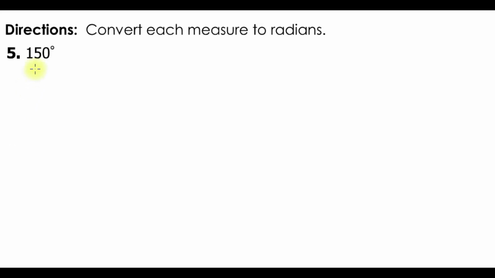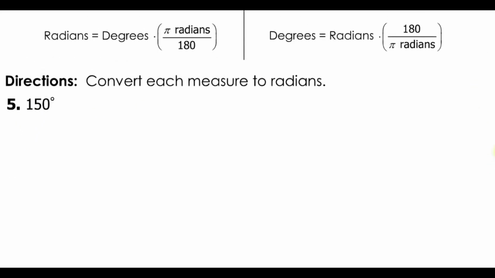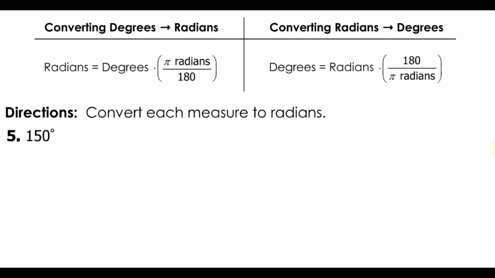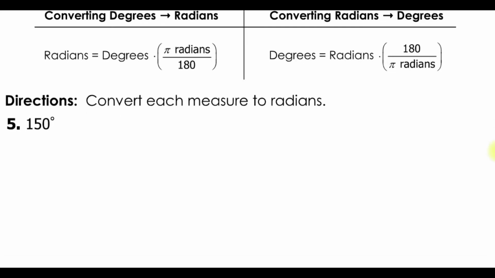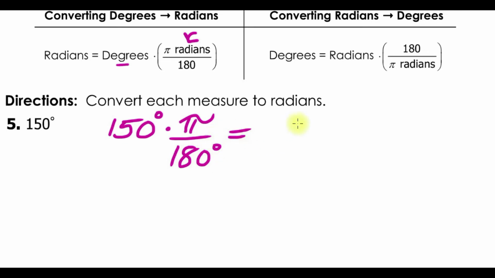So you're given 150 degrees. So if you go back and look at the formula to go from degree to radian, you're going to take the given degree and you're going to times it by pi over 180. Okay, so here we're going to take 150 degrees and times it by pi over 180 degrees. Multiplying here, you're going to get 150 pi all over 180. And then we're going to reduce it.